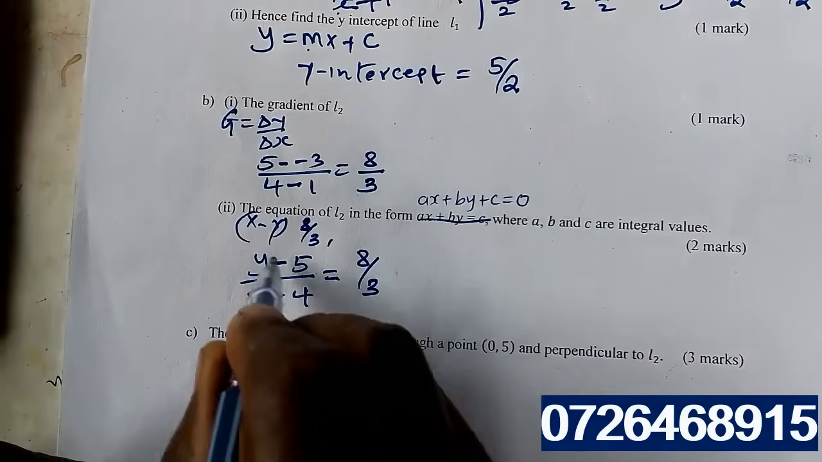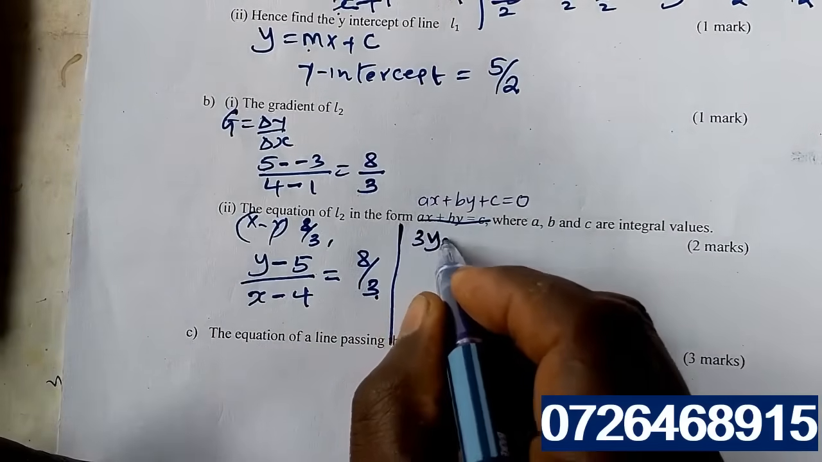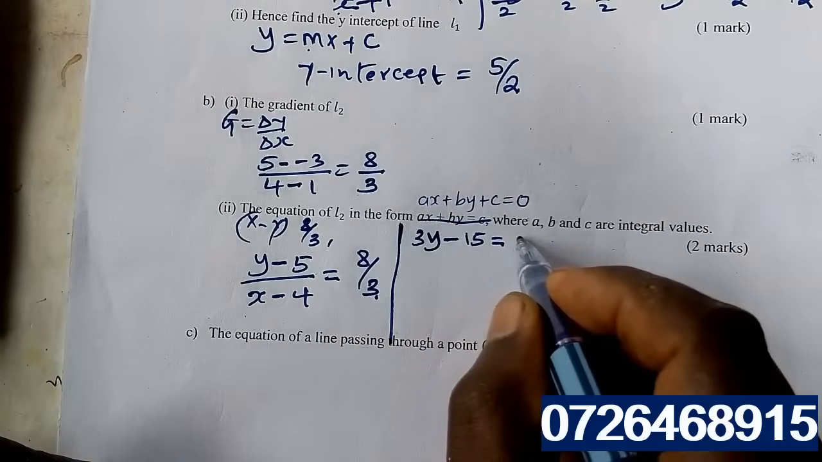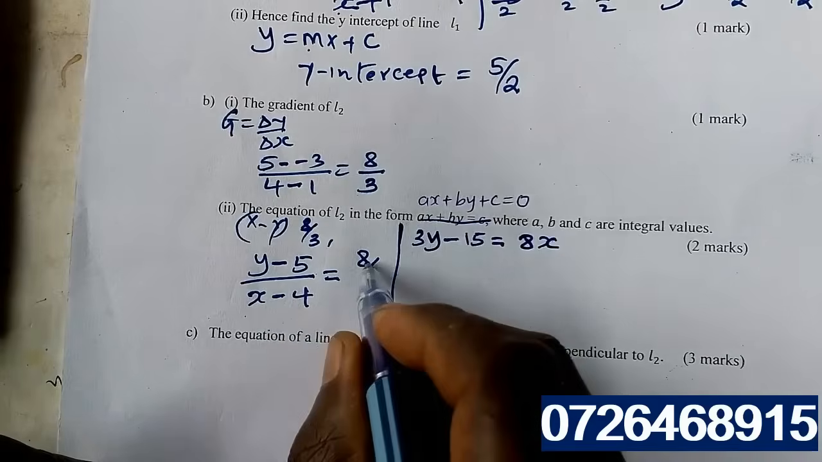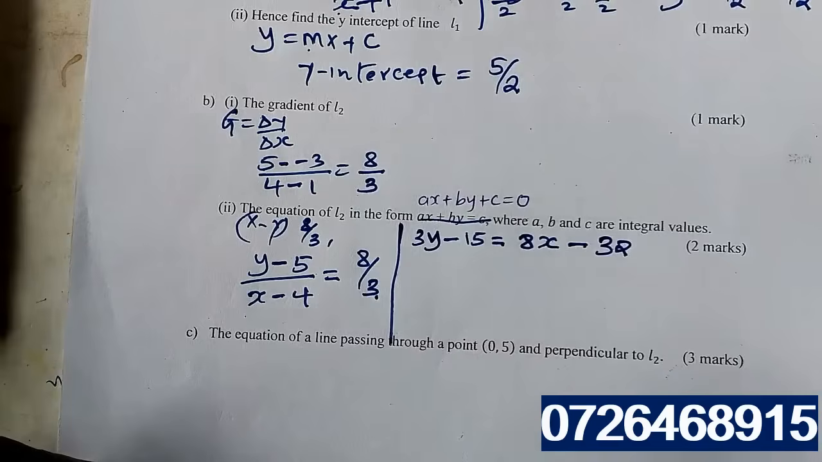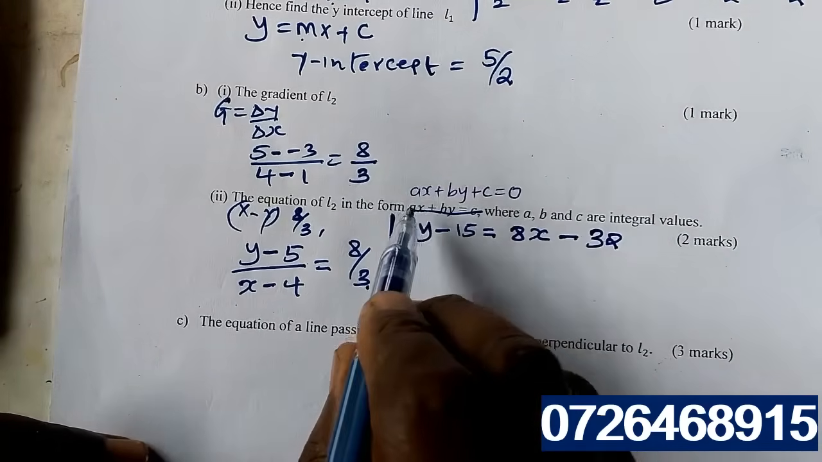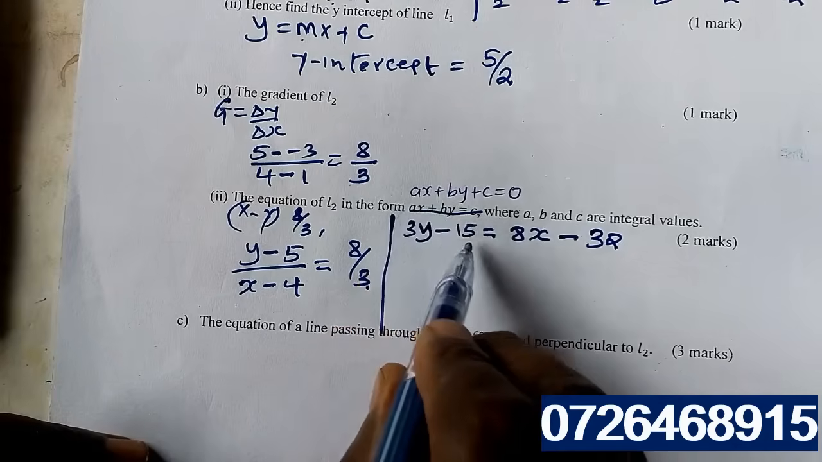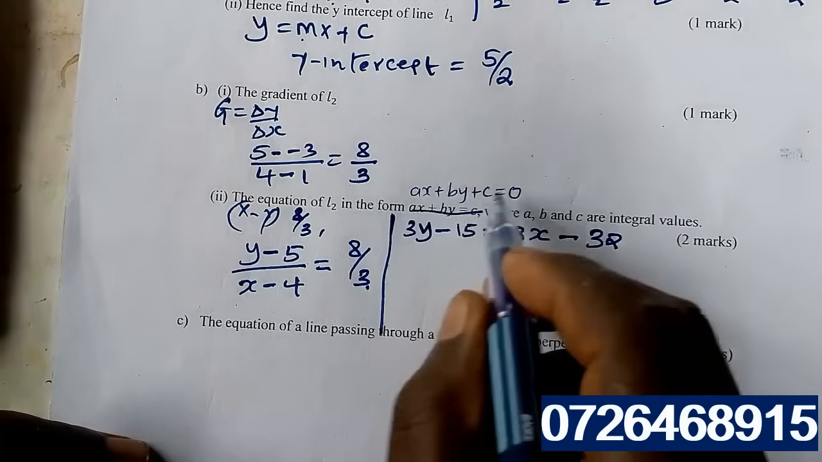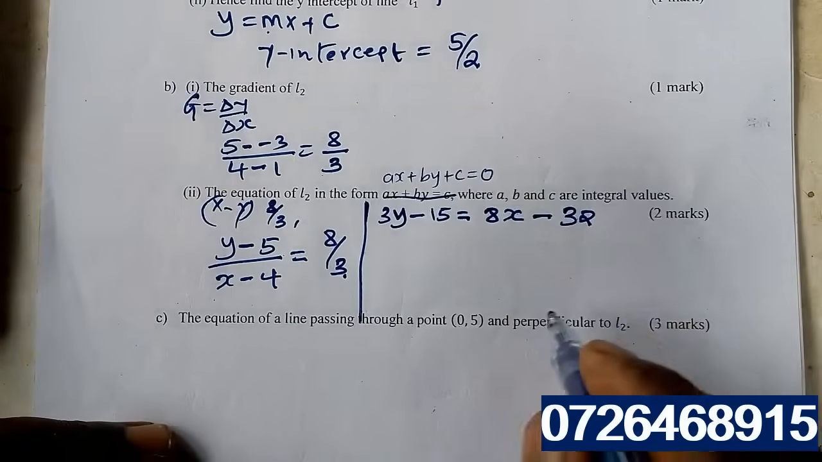So we solve that, we cross multiply. We are going to have 3y minus 15 is equal to 8x minus 32. So let us collect like terms together. Because we were given ax, we make sure x starts, y follows, then c is put last, equal to 0. You must adhere to the instructions given. If you write your own way, you get 0 at the final answer.